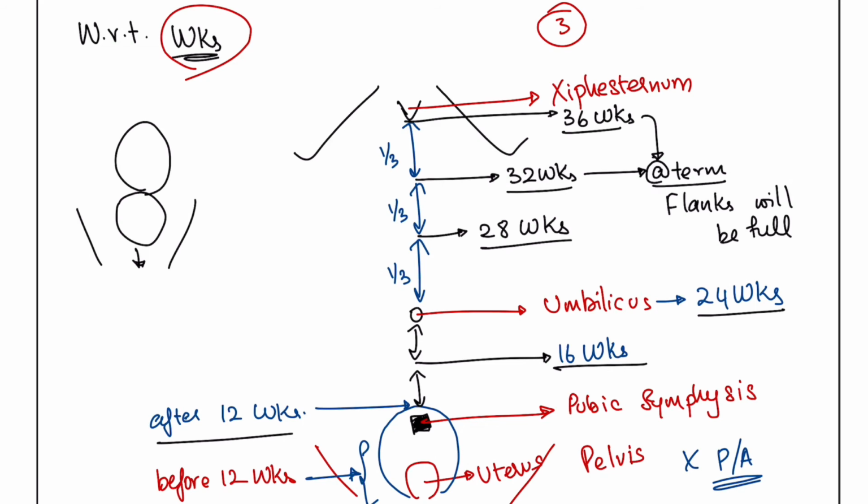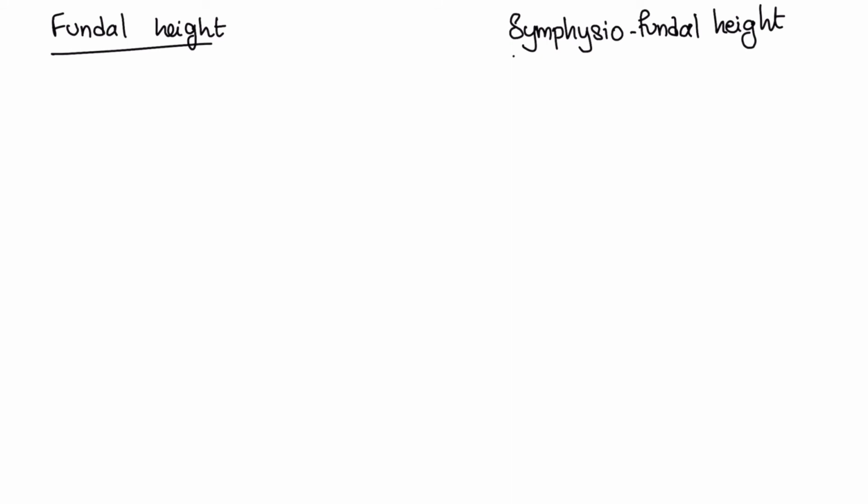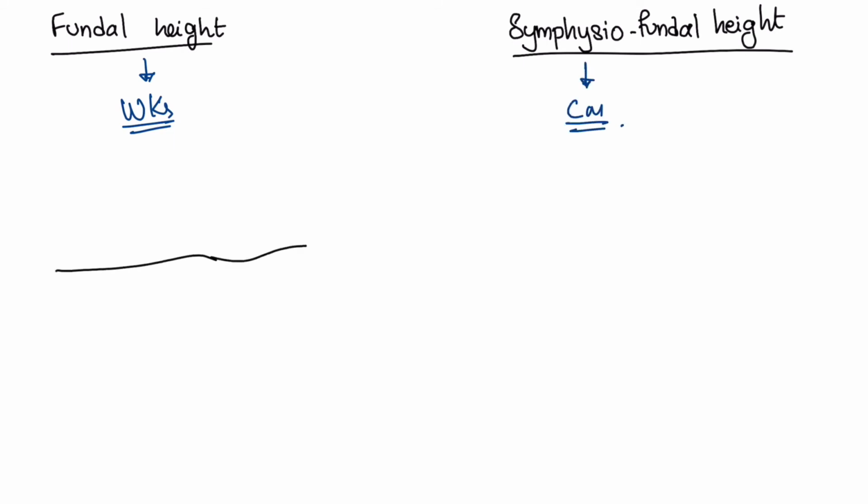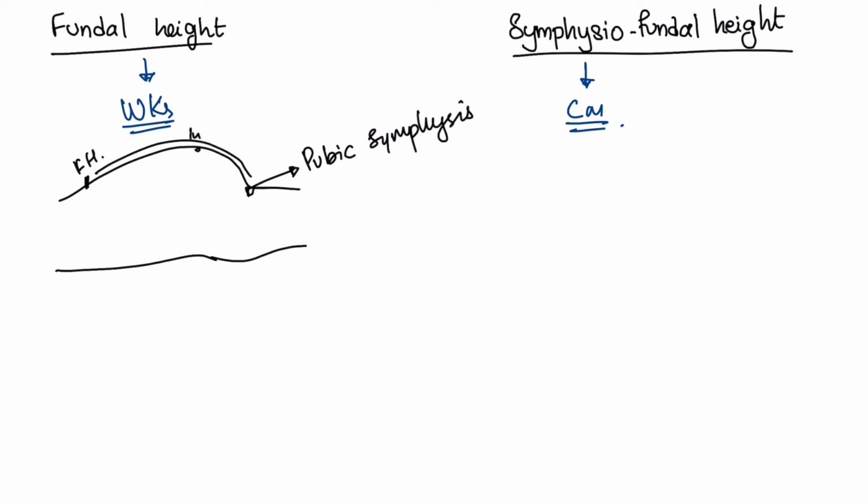Now we are going to see what fundal height and symphysiofundal height are. Fundal height is what we saw till now, and we measure it in weeks, whereas symphysiofundal height we measure in centimeters. If you palpate and find the fundal height, you already know where the fundus is located. You mark that point with a pen. From there to the pubic symphysis, you use an inch tape to measure the distance. So this is the symphysiofundal height.